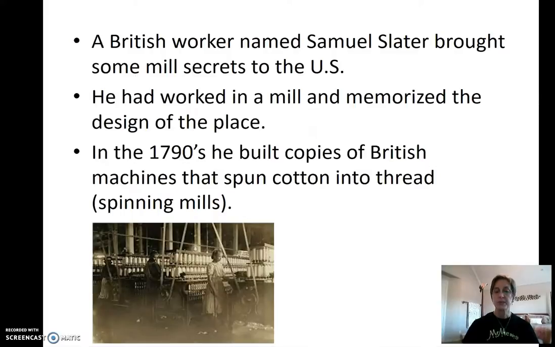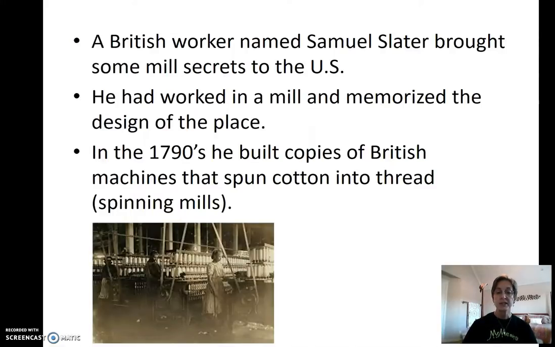Okay, so here's the first case. A British worker named Samuel Slater, that was his picture on the previous frame, had been working at a British mill. He started out as a young man working in a British mill that was, as you see at the bottom, taking fiber and spinning it into thread. Those are spools of thread sitting on big machines that spin like wool into thread. And he had been working in the mill so long that he could memorize the design of how the machines were built and how they worked.